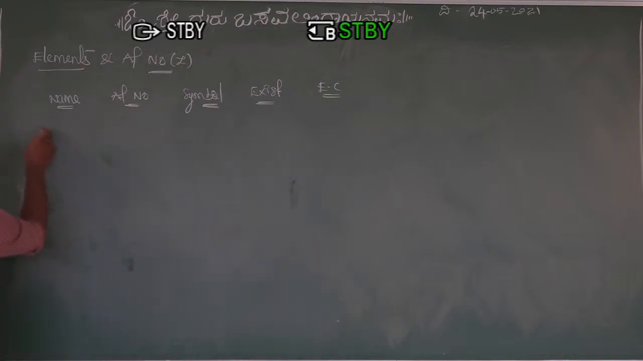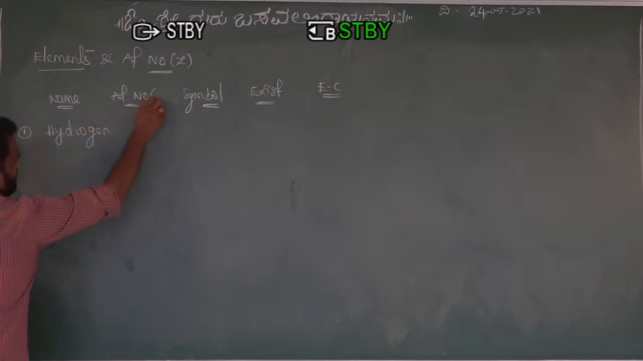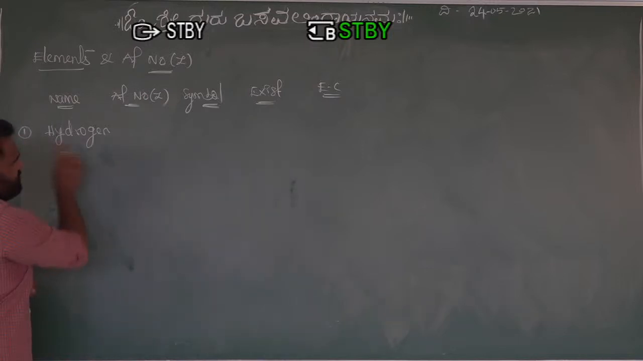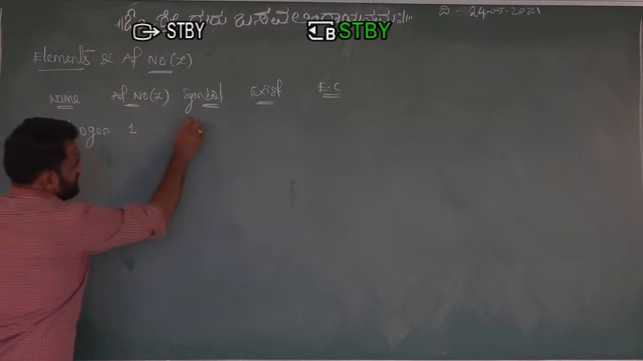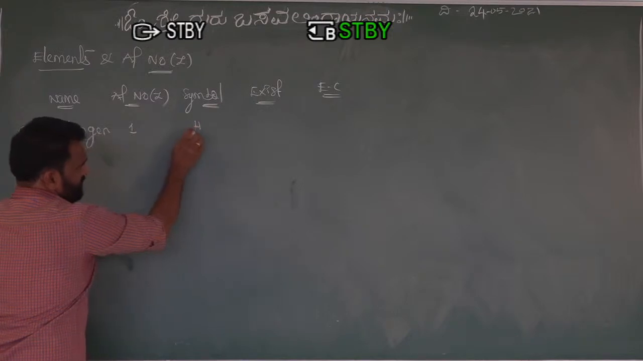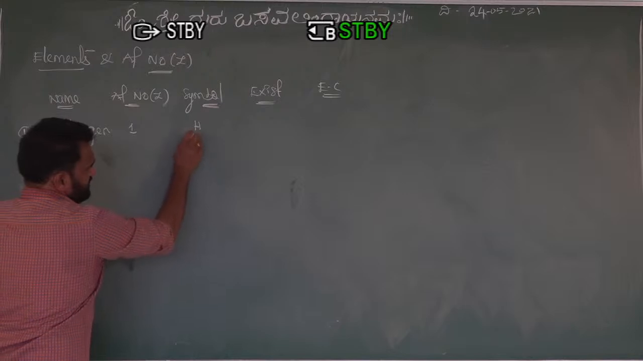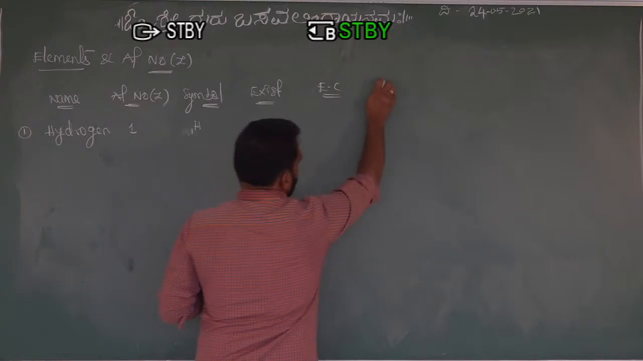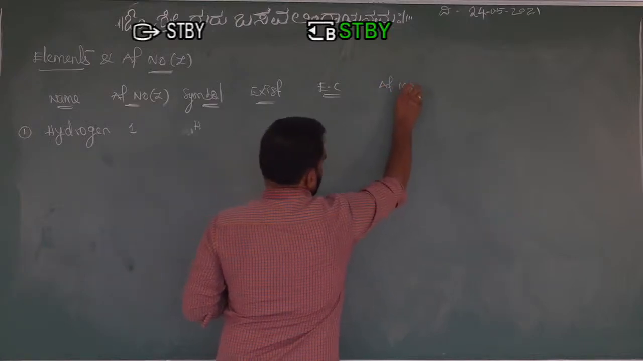Right, first element. What is the name of the first element? Hydrogen. The atomic number will be denoted by Z. So Z is the atomic number, and for the first element, hydrogen, the atomic number is 1, and the symbol is H. Always write the atomic number on the left side of the element symbol. This is 1. Next is the electronic configuration, and atomic mass also you can write.